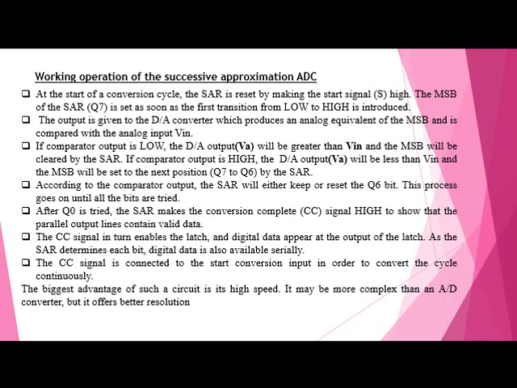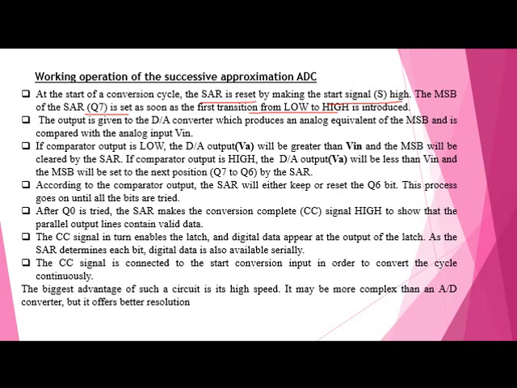Let us start with the first step. At the starting of the conversion cycle, the SCR is reset by making the start signal high. The MS bit of the SCR is set to 1. As soon as the first transition from low to high is introduced, the output is given to the digital to analog converter, which produces the analog equivalent of the MS bit, and it is compared with the analog input.